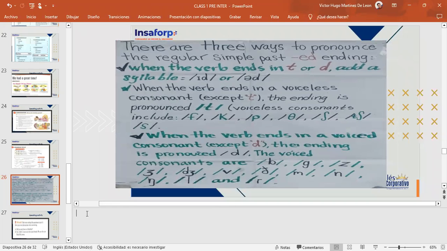Okay. So tenemos el ID. O sea, cuando el verbo finalice en T o D. Ok, entonces tenemos verbos que finalicen ahí. Así, yes. Add. When you conjugate it to the past, ahora esta ED va a sonar ID, entonces es added, added, okay.